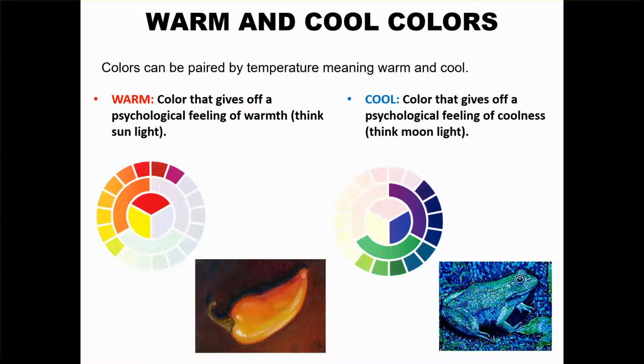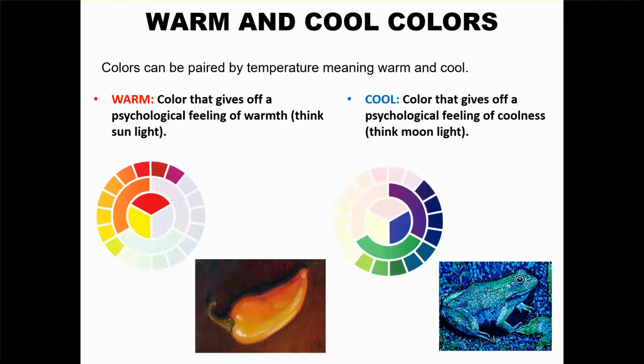So basically, warm colors give off a psychological feeling of warmth. Think about the sunlight. Again, warm is color that gives off a psychological feeling of warmth. Think about that sun, because we're almost headed to the summer. But really, all you want to think about is just the temperature of a color.